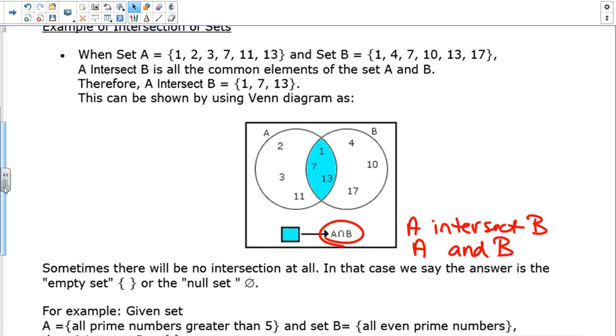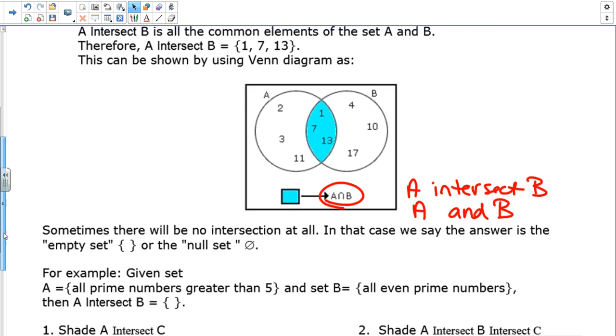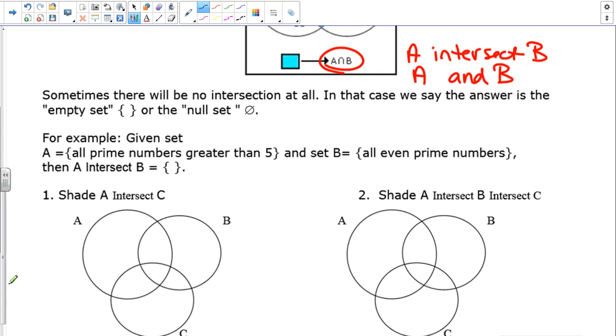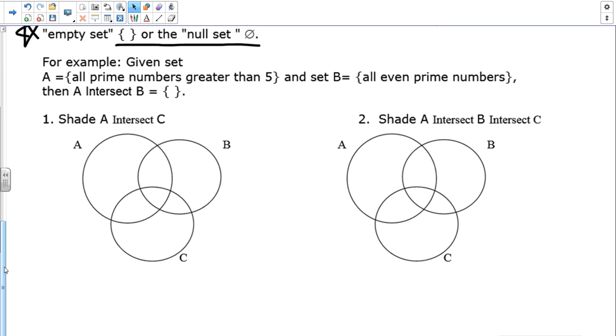So where I have shaded is the intersection of the two sets. It's also called where A and B intersect. Sometimes we'll have nothing in the intersection, and that would be called the empty set or the null set. So let's look at number 1. Shade A intersect C. So I want to know, where does A intersect with C? And when you draw them in, you should see a little football shape where they intersect, and that is the part we should shade, where the two sets intersect.